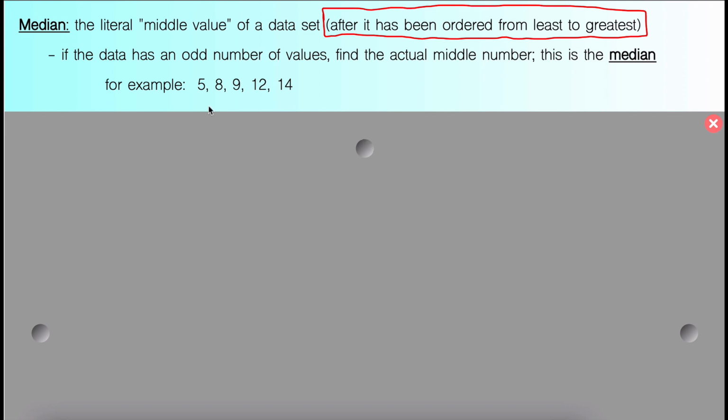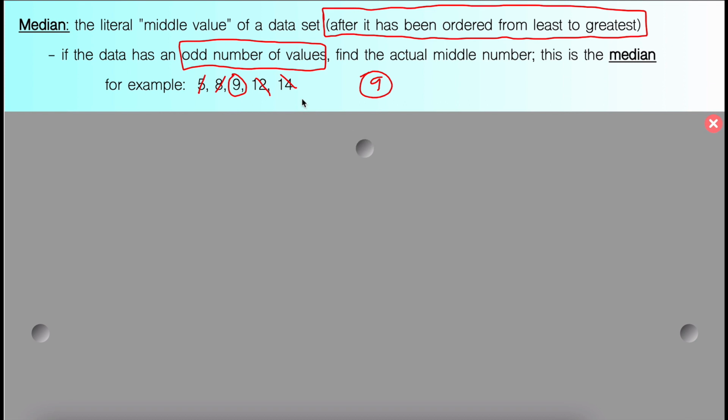Thing number one, if your data has an odd number of values, odd meaning 3, 5, 7, 9. In my example here, there are 5 data values, which is an odd number. If the data has an odd number of values, then you can find the middle number, and this is the median. Some people like to count in from both sides to get to the middle, so 1 from the left, 1 from the right, 2 from the left, 2 from the right. What's left in the middle is 9. So the median of this data set is 9. That is another measure of center. That's the literal center of the data set.